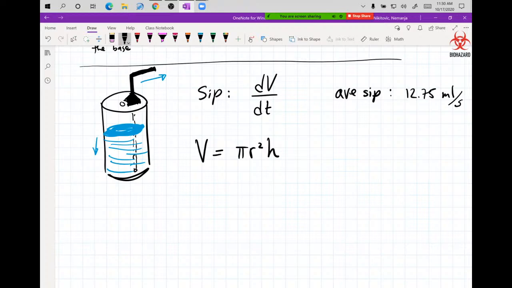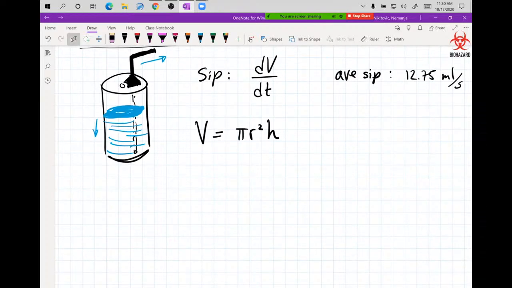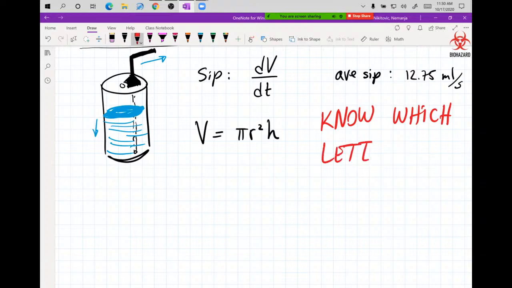Okay, now, it is very important, and I have to write this in blood over here: know which letters are variables.